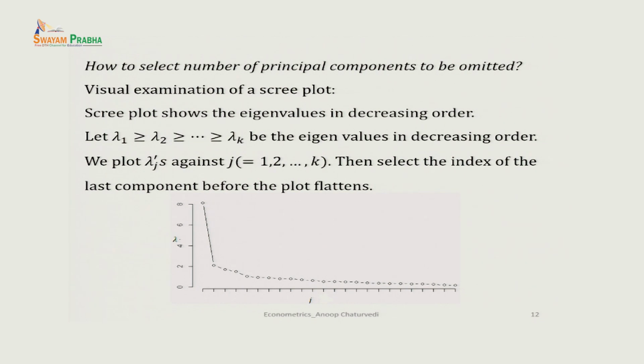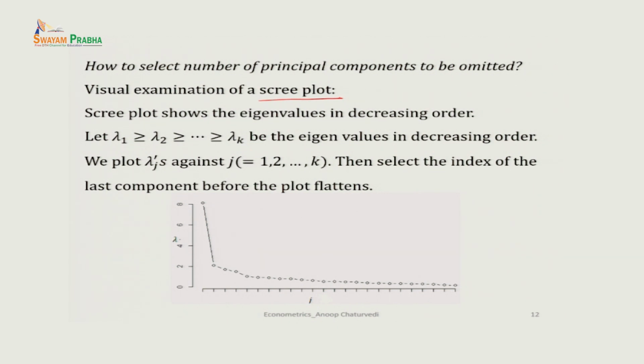So, although you are moving away from the class of unbiased estimators to the class of biased estimators, if the mean squared error of the principal component estimator is lower than the variance of the OLS estimator, then you get a better estimator. Again, the problem is how to select the number of principal components to be omitted. For that purpose you can use the scree plot.